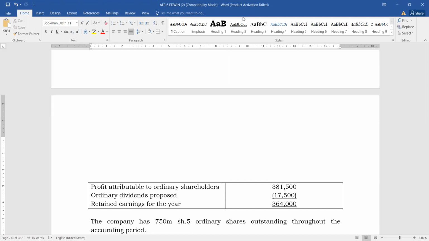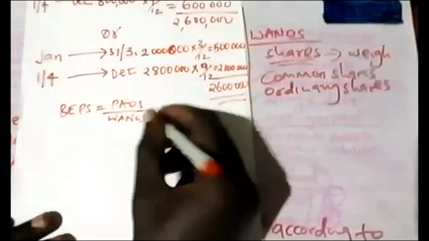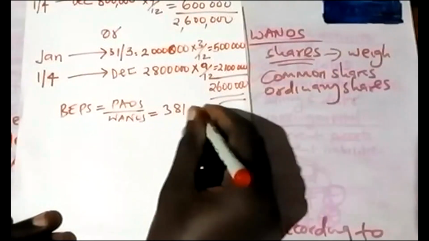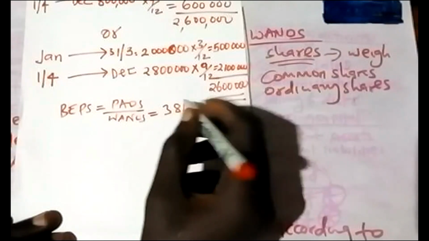So never take 364, because 364 is after they have subtracted the ordinary dividend proposed. But in our scenario, we know the way you have said that is the format. So our powers would be 381,500. So that is our powers.